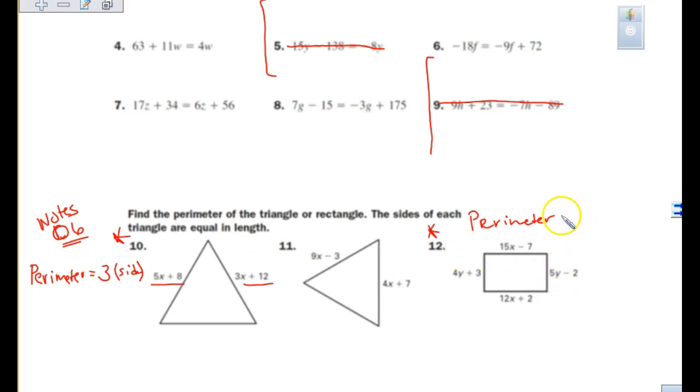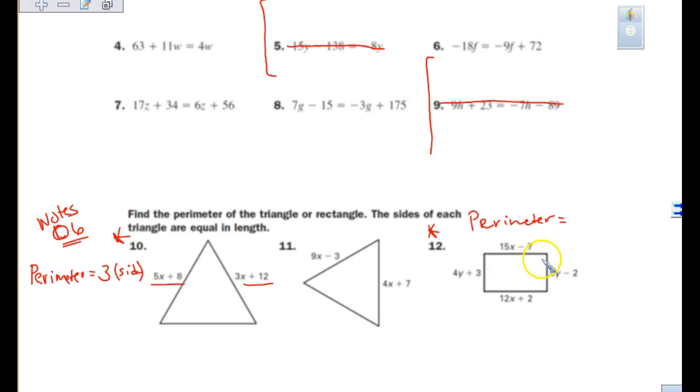Number 12, you have perimeter of a rectangle. So we can't just take it times 3. Connor, you awake? Okay, move your hand so your head stays up. So when we are looking at this one for perimeter, how do we find perimeter of a rectangle? What do we have to do different for a rectangle? Times 4. No chance. That would be a square.